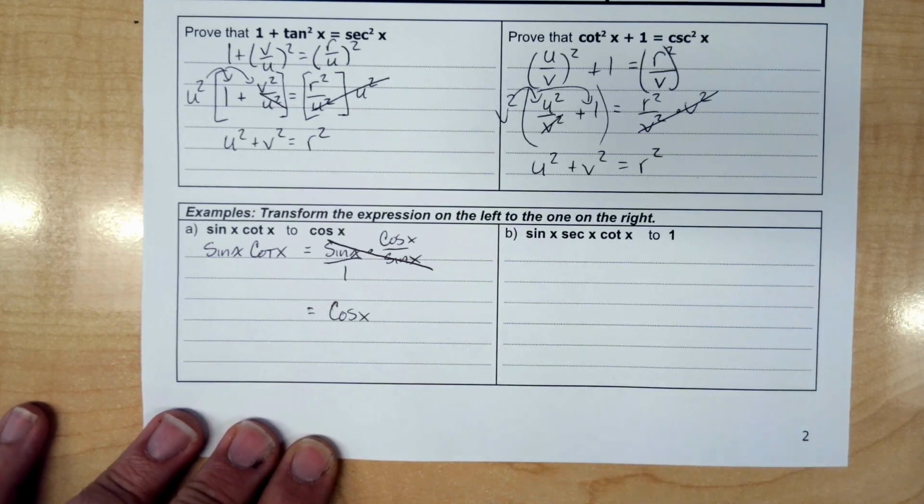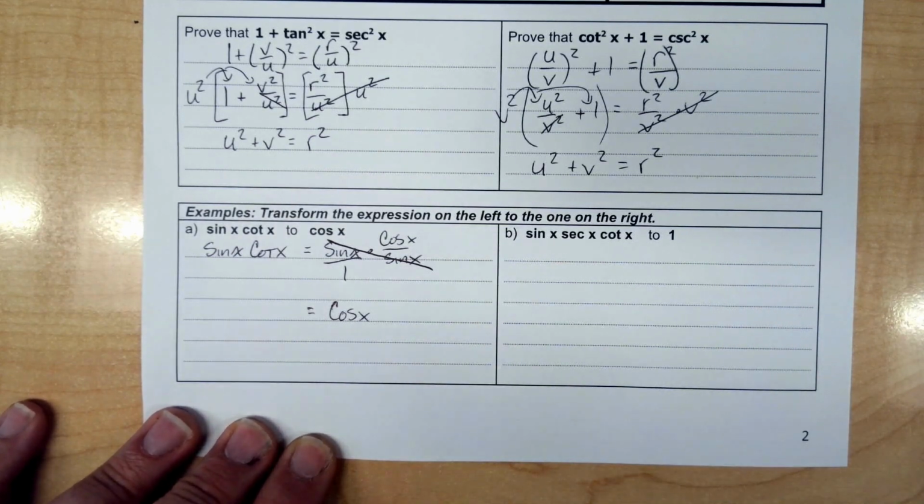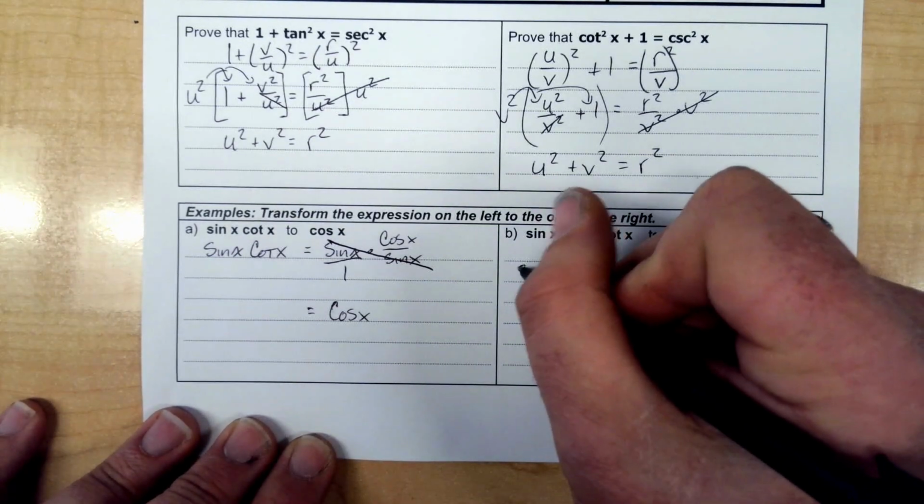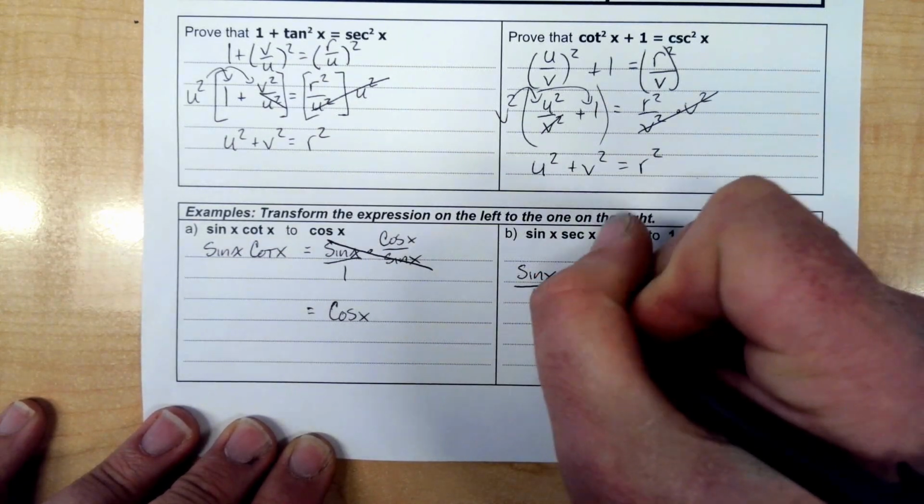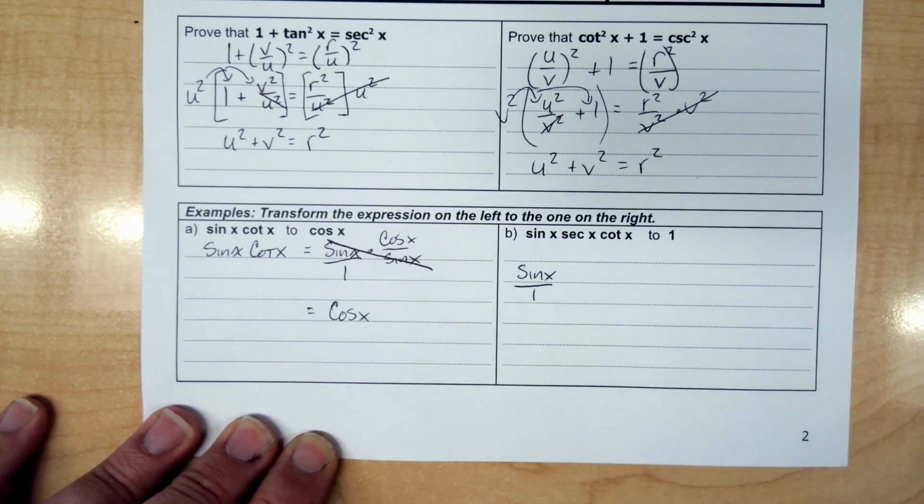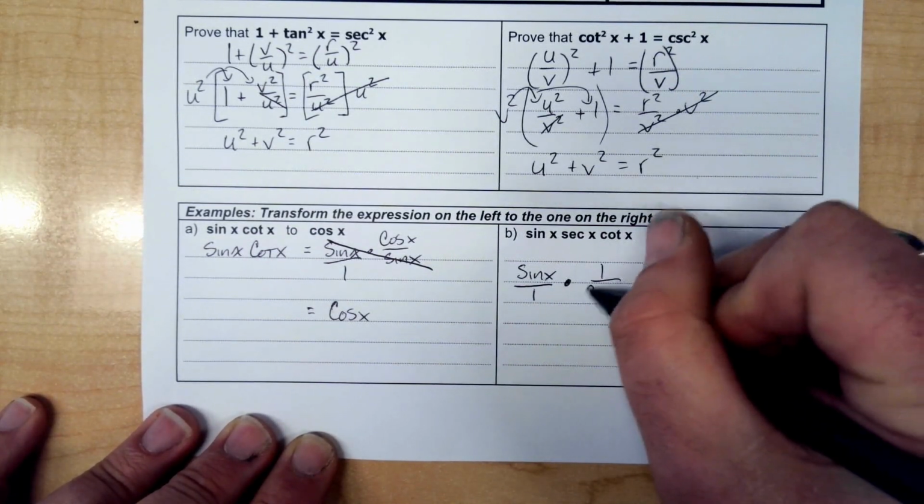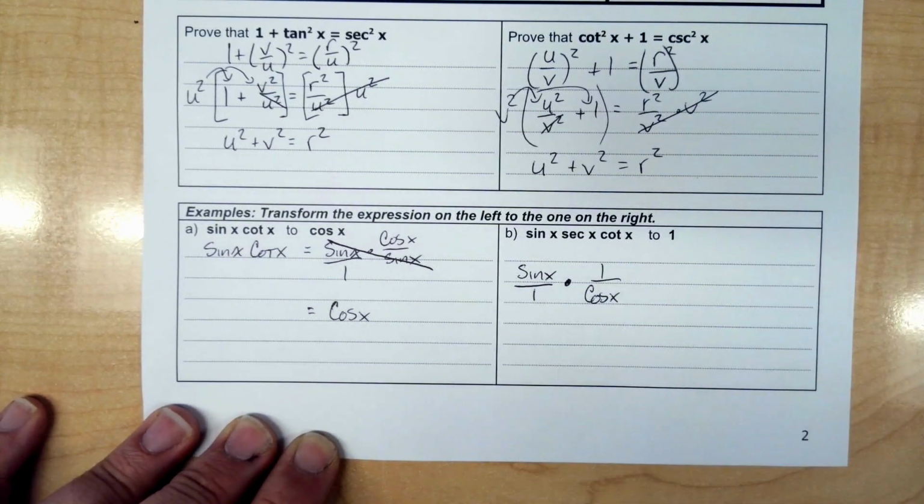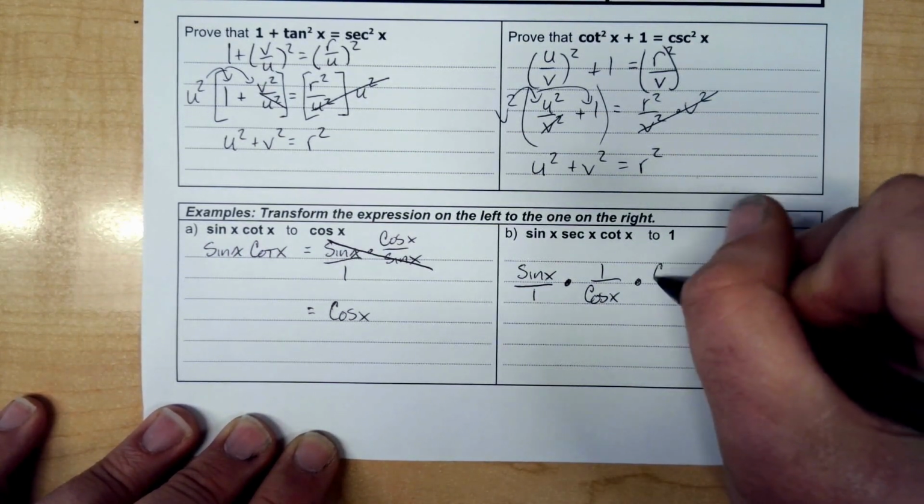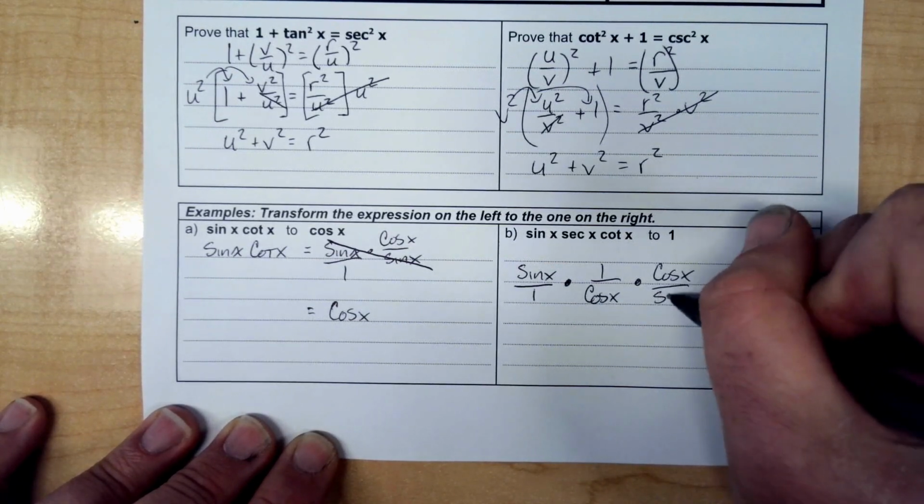Example B, we need to turn the sine times the secant times the cotangent into 1. So the sine of x I'm going to keep as the sine of x, and I might even put it over 1, since both secant and cotangent have those reciprocal, proportional fraction identities. Secant is 1 over the cosine, and cotangent is still cosine over sine.